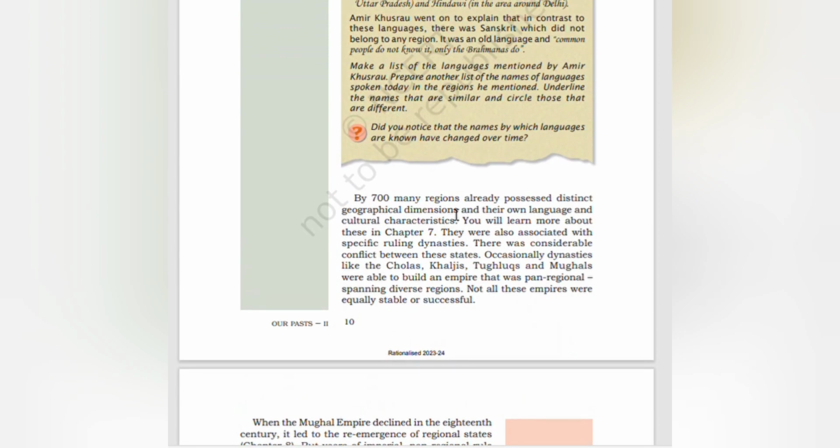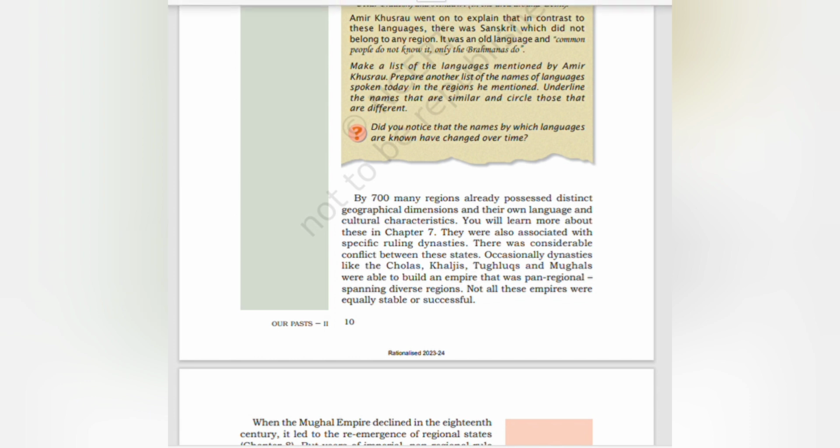By 700, many regions already possessed distinct geographical dimensions and their own language and cultural characteristics. You will learn more about this in Chapter 7. They were also associated with specific ruling dynasties. There was considerable conflict between these states.